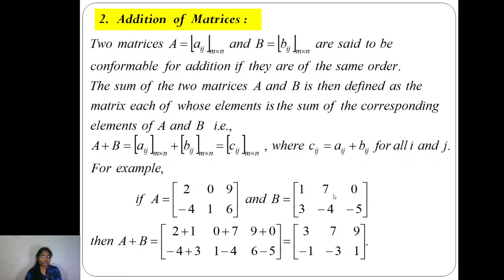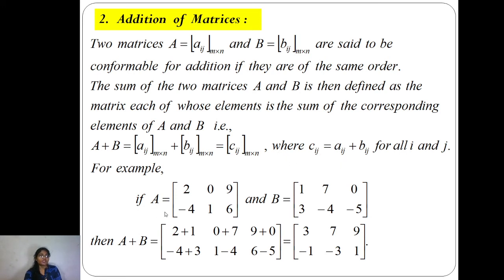Okay, next, addition of matrices. Two matrices capital A and B are said to be conformable for addition if they are of the same order. The sum of the two matrices A and B is then defined as the matrix, each of whose elements is the sum of the corresponding elements of A and B. That is, A plus B means Aij plus Bij, m by n, same order, and Cij, where Cij equals Aij plus Bij for all i and j.